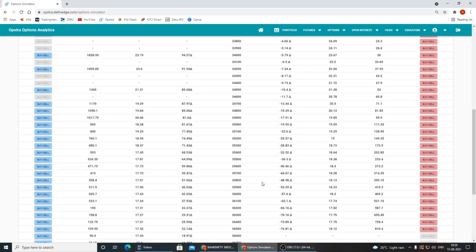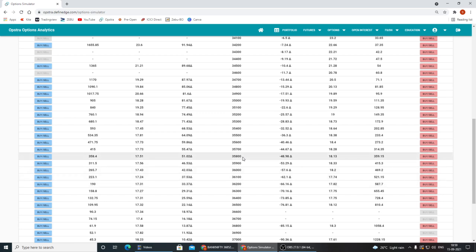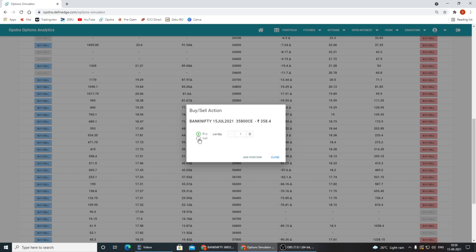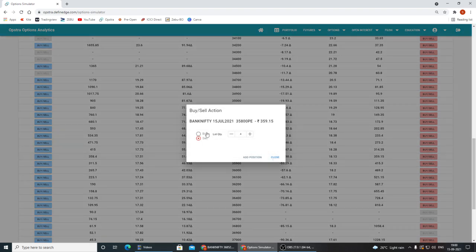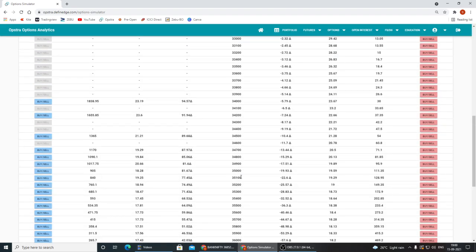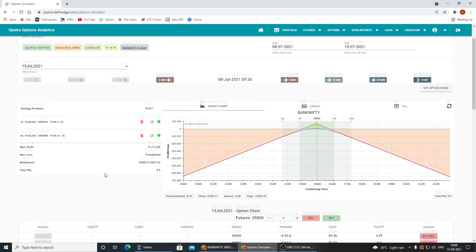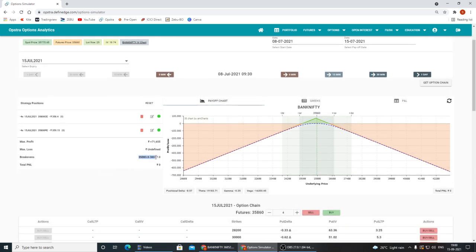So 35,800 call, sell 4 lots. Generally I trade with 4 lots, so I am selling 4 lots of the 35,800 call, and also selling the 35,800 put, 4 lots. Okay, so what is the break even? 35,083 and 36,517.